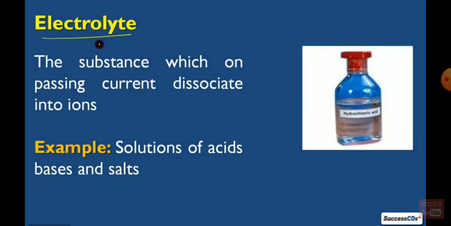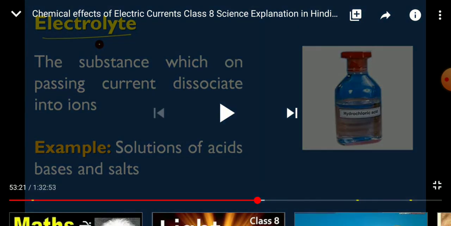So a conducting liquid contains charged particles. What charged particles? Positive charged ions and negative charged ions. The positive charged ions are known as cations, and the negative charged ions are known as anions. So here they are telling you about electrolyte. What is electrolyte? The substance which on passing current dissociates into the ions. This is called the electrolyte.